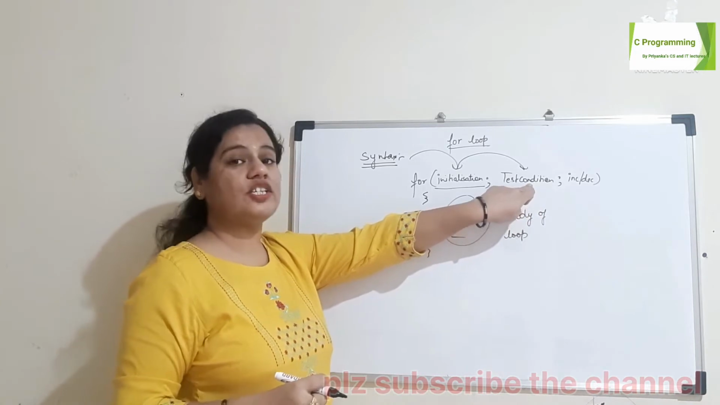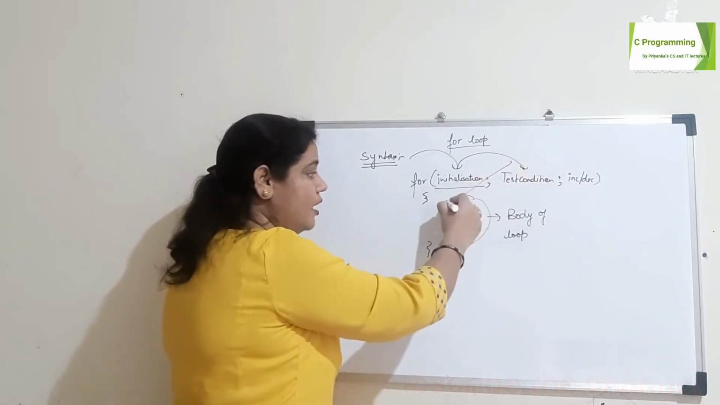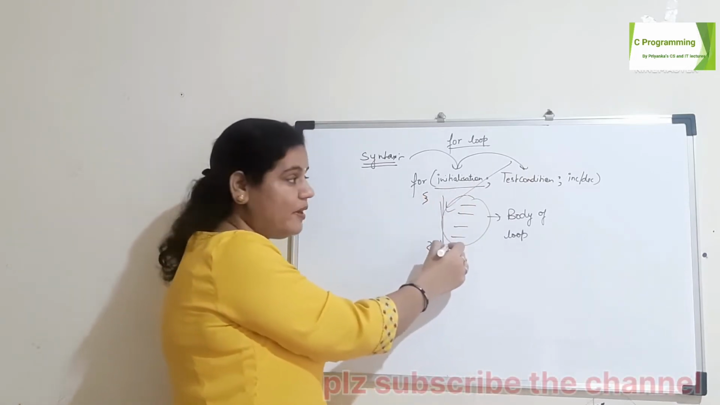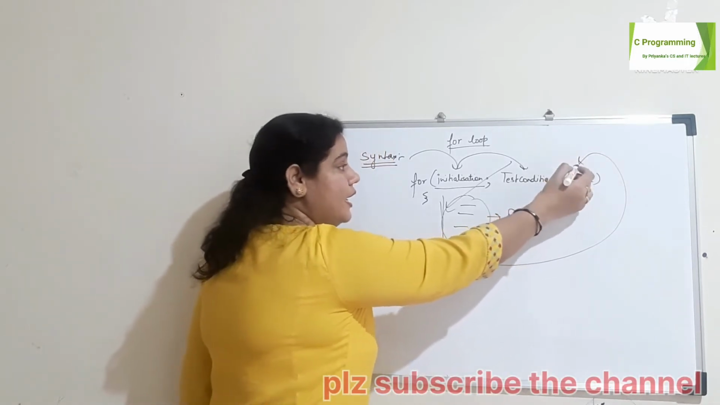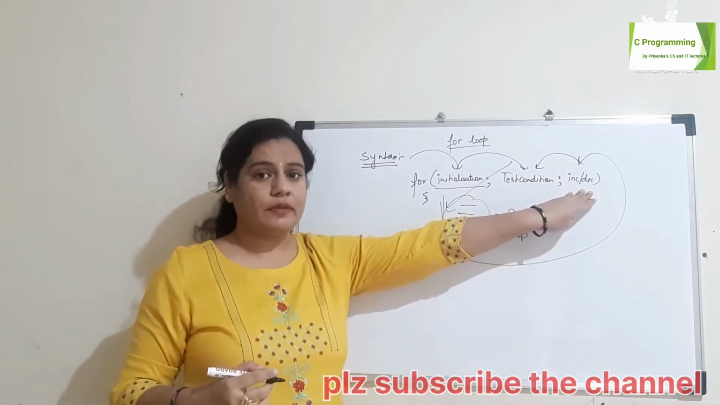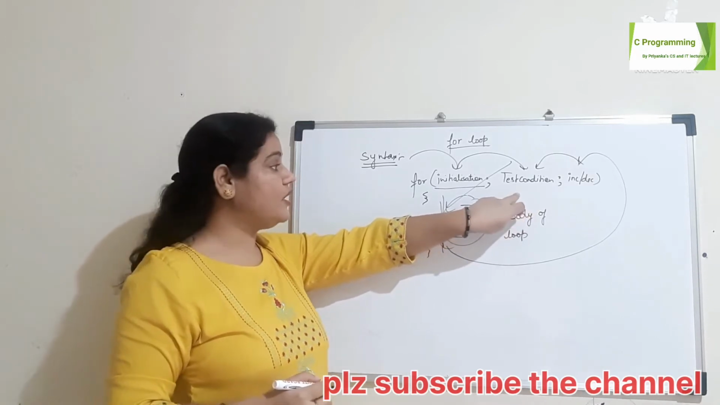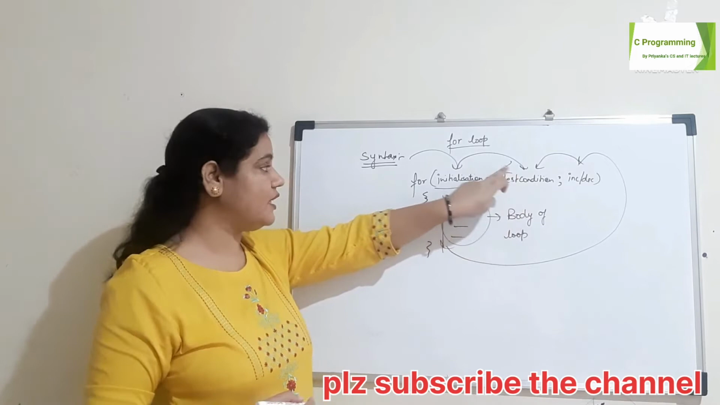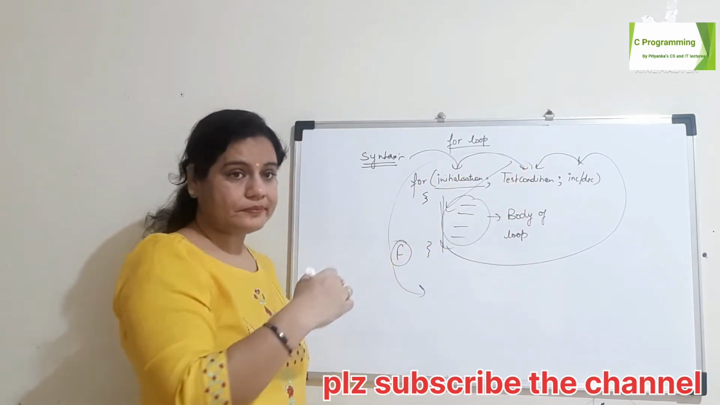The test condition will check whether the condition is true or false. If the condition is true, then it will not go into the increment and decrement part. It will come into the body of the loop. After executing all the statements, it will go inside what? The increment and decrement part. After incrementing or decrementing, depending upon the requirement of the program, it will again check the test condition. If the condition is true, then it will go inside. If the condition is false, then it will directly come out.